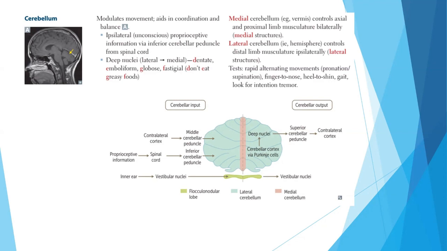The medial cerebellum, for example the vermis, controls the axial and proximal limb musculature bilaterally. It is a medial structure. The lateral cerebellum controls distal limb musculature ipsilaterally. Tests include rapid alternating movements, pronation, finger to nose, heel to shin, and gait. Look for intention tremor. Cerebellar input from the contralateral cortex is through the middle cerebellar peduncle. From the spinal cord it is through the inferior cerebellar peduncle. And the output is from the superior cerebellar peduncle, which then goes towards the contralateral cortex.